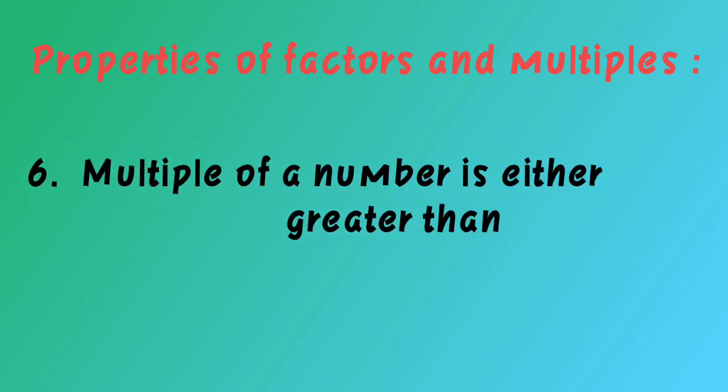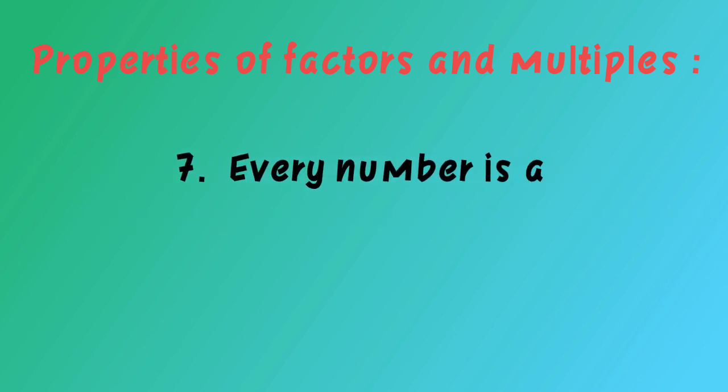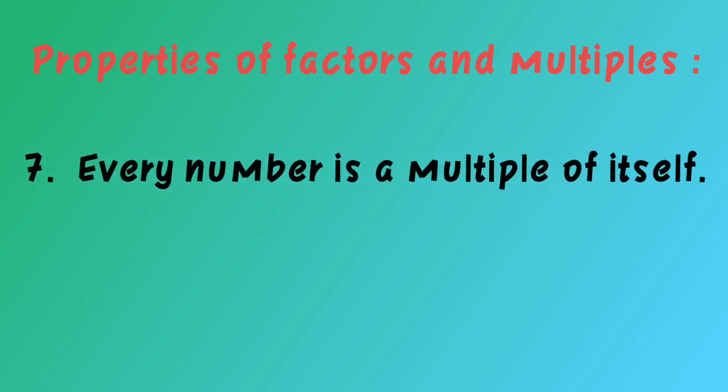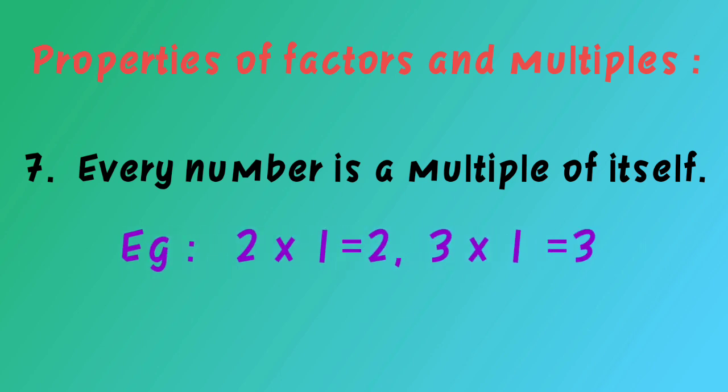The next one is multiples of a number is either greater than or equal to the number. मतलब किसी भी नंबर का मल्टीपल या तो उससे बड़ा होता है या उससे इक्वल होता है. The next one is every number is a multiple of itself. For example, 2 into 1 equals to 2. So 2 is the multiple of 2. 3 into 1 equals to 3. So 3 is a multiple of 3. So now you understand the properties of factors and multiples.